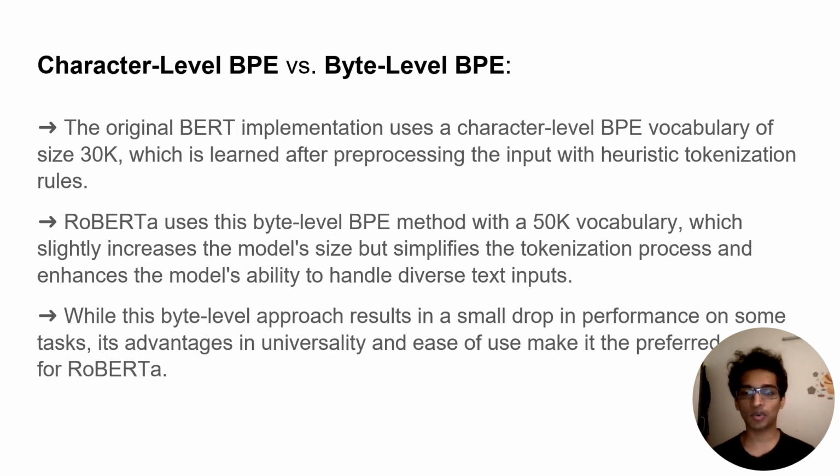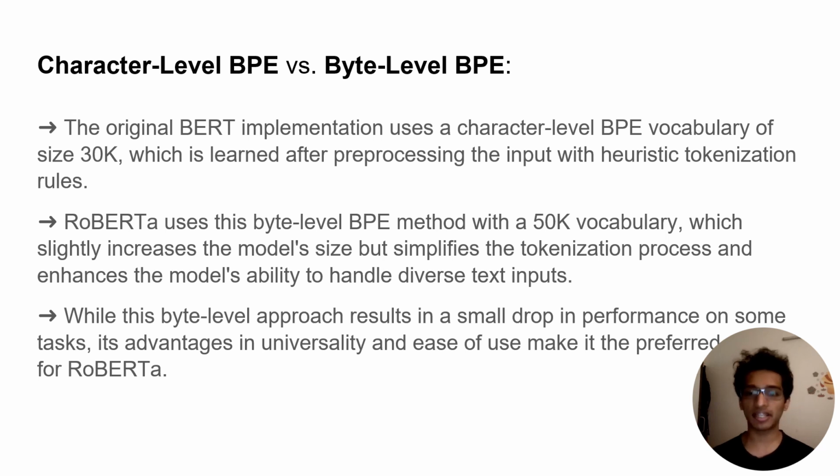Now, looking at how the byte pair encodings differ for BERT and RoBERTa: the BERT implementation uses character-level BPE with a vocabulary size of 30,000, and for that you need to pre-process the input with some heuristic tokenization rules. Whereas for RoBERTa we use byte-level byte pair encoding, where the smallest unit of tokenization is not the character but the byte itself. Taking the byte as the smallest unit of tokenization helps because any text in any language can ultimately be represented in the form of bytes.